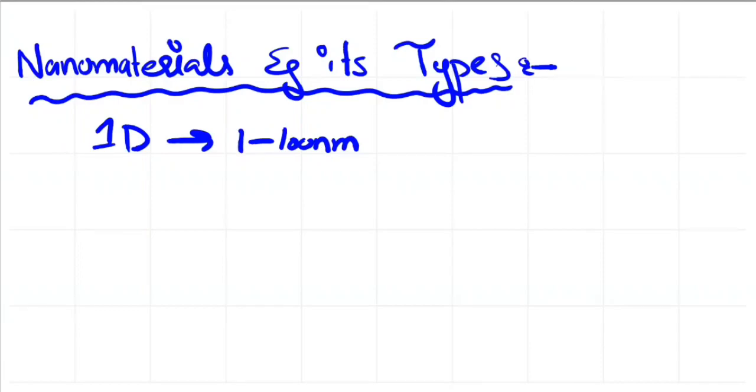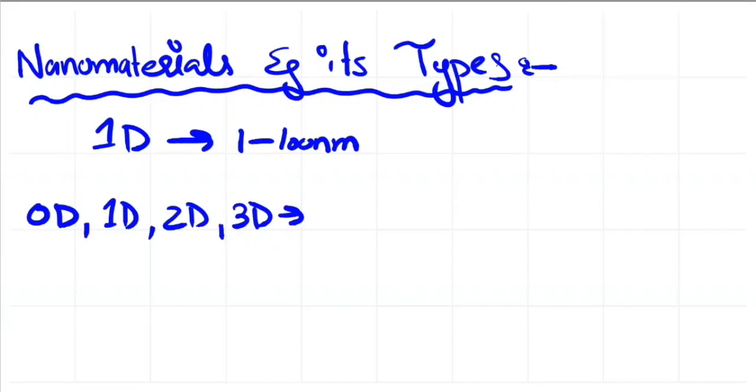Into its different types, which are 0D, 1D materials, 2D nanomaterials, and 3D. I don't count 3D because it is just a combination of all 0, 1 and 2D materials.